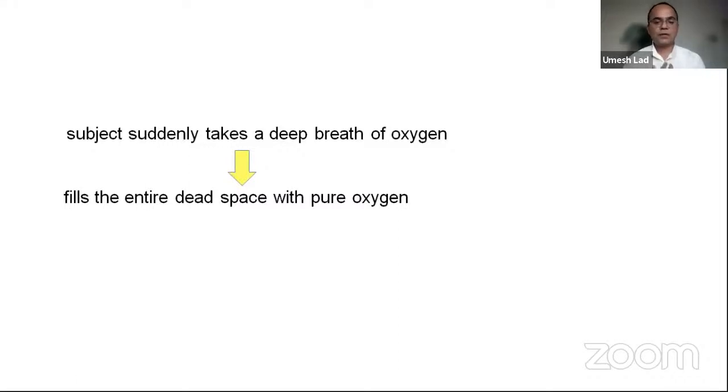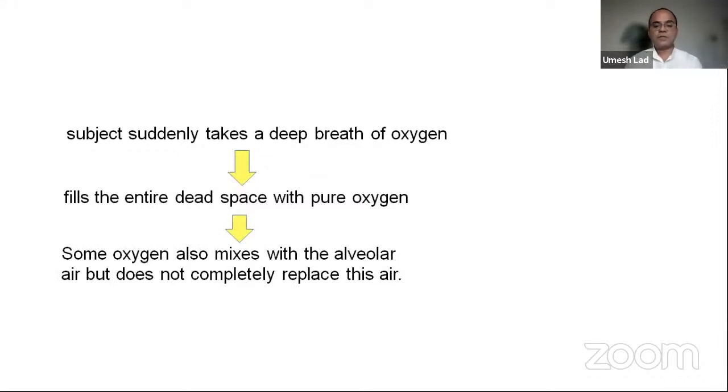Whenever the person breathes in, the oxygen which is entering to begin with will reach almost directly to the alveolus. At the end, the anatomical dead space area, approximately up to zone number 16, will be filled. That is called the anatomical dead space, and it will also be filled with oxygen. Some oxygen also mixes with the alveolar air but does not completely replace it. The oxygen going into the alveolus will be mixing with the alveolar air, but it won't replace the alveolar air.